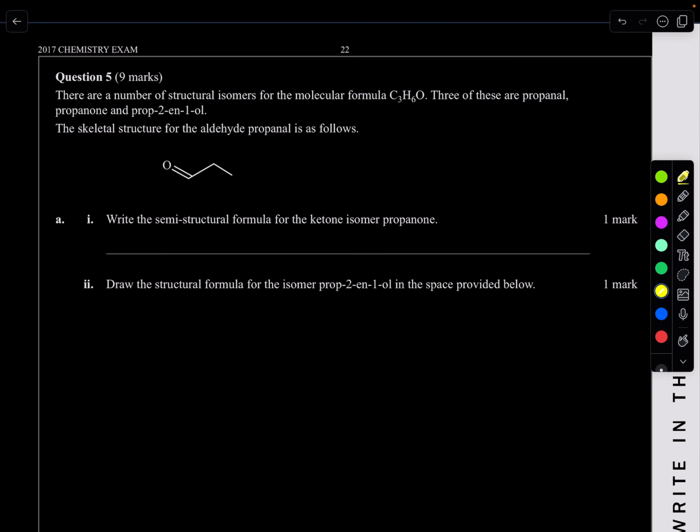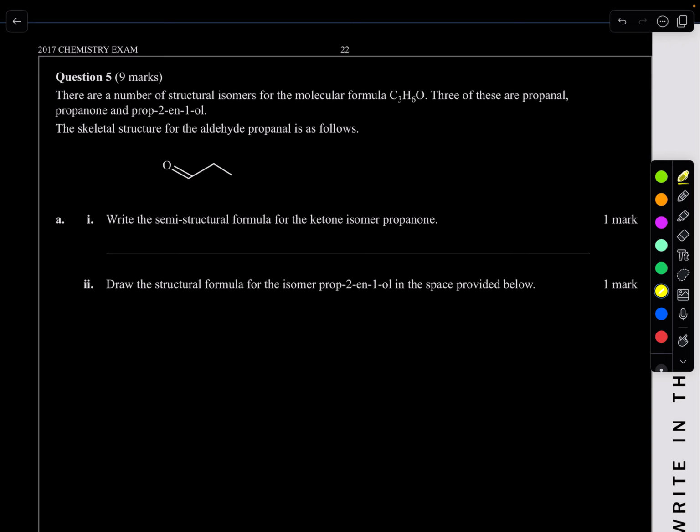And so question 5, last question. There are a number of structural isomers for the molecular formula. So the 3 of these: propanal, which is an aldehyde, we know that; propanone, which is a ketone; and propen-1-ol, which is an alkene with an alcohol in it. The skeletal structure for this aldehyde propanal is shown. Write the semi-structural formula for the ketone isomer propanone.